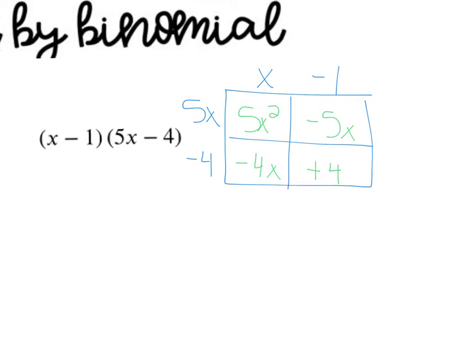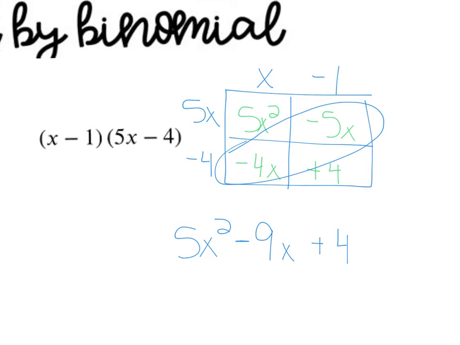So from here, I look and see if I have any like terms. The 5x squared does not match with anything. I have a negative 4x and a negative 5x. When I put those together, I get a negative 9x and then plus 4 at the end. Notice that when I multiply two binomials, I get a trinomial, okay? Most of the time, not always.